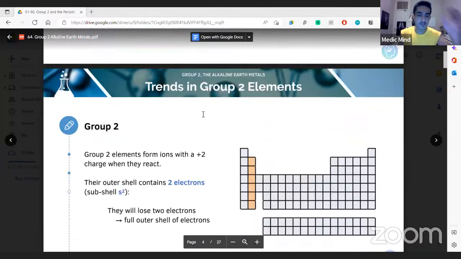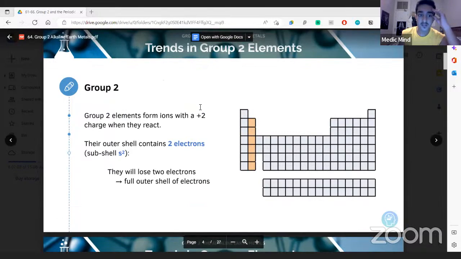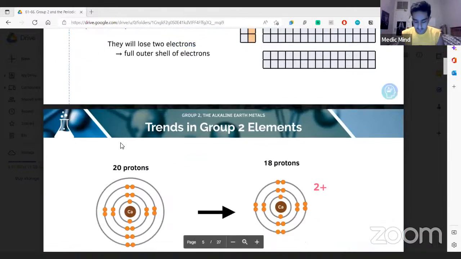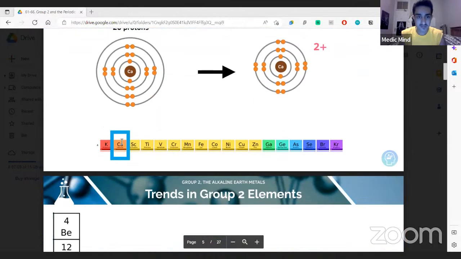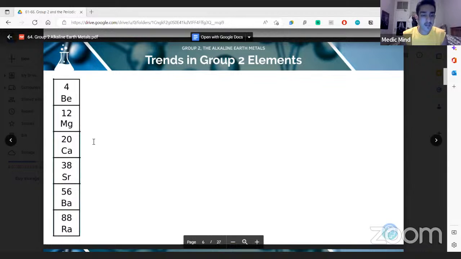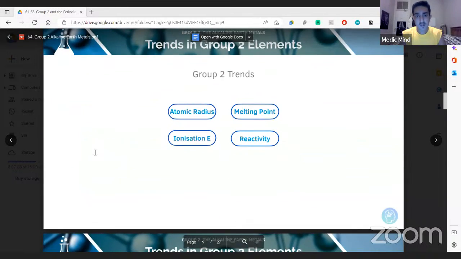Group 2 elements. So trends in group 2. So group 2 elements form ions with a +2 charge when they react. Their outer shell contains 2 electrons, and they will lose 2 electrons to get a full outer shell of electrons. Kind of makes sense. We've been talking about this all day. Group 2, beryllium all the way to radium: beryllium, magnesium, calcium, etc. as we go down.